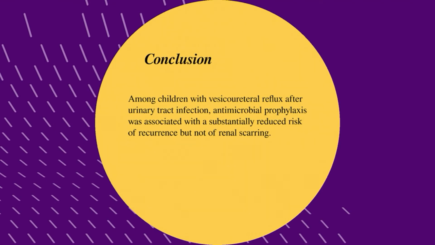Conclusion: among children with vesicoureteral reflux after urinary tract infection, antimicrobial prophylaxis was associated with a substantially reduced risk of recurrence, but not of renal scarring.